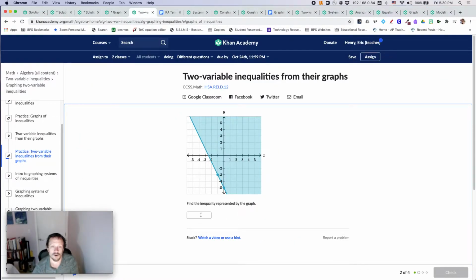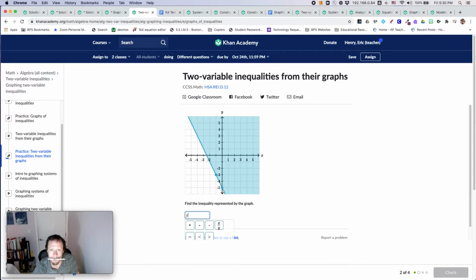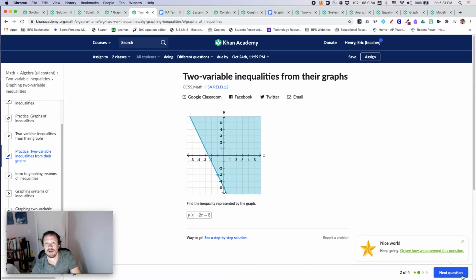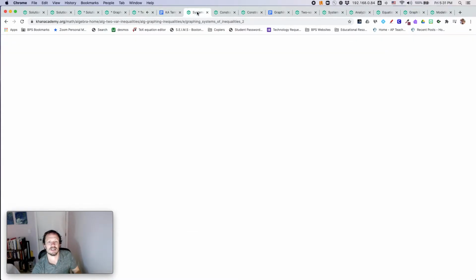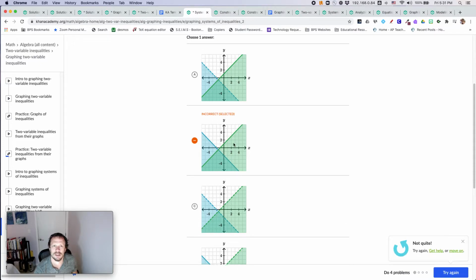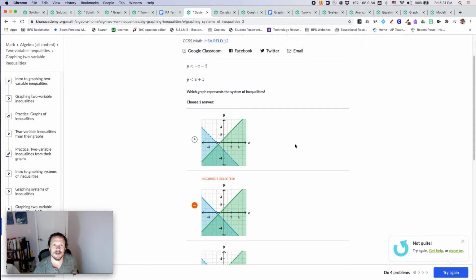Y greater than or equal to -2x minus 5. Hit check. And we got it. On to the next. Here we're being asked. Oh, it looks like we got this one already. Let's do a new one. Ooh, nope, we don't have it. So we get to do it.